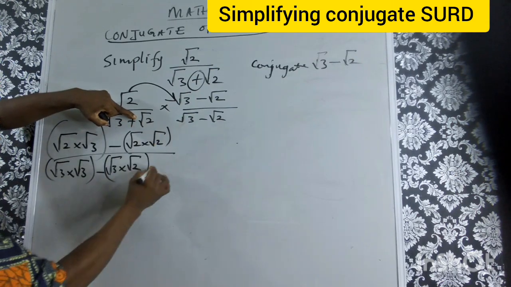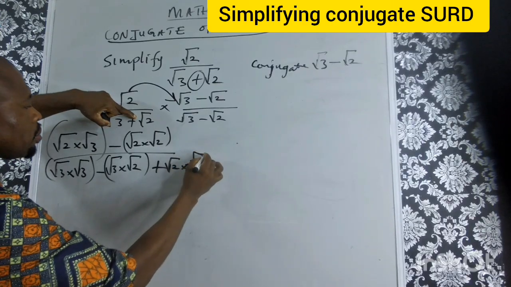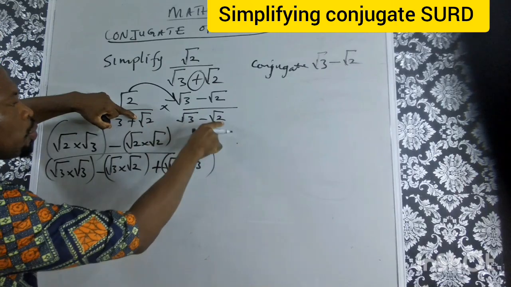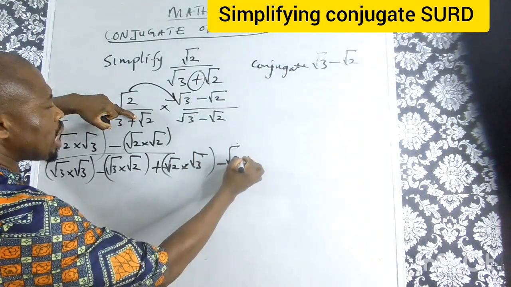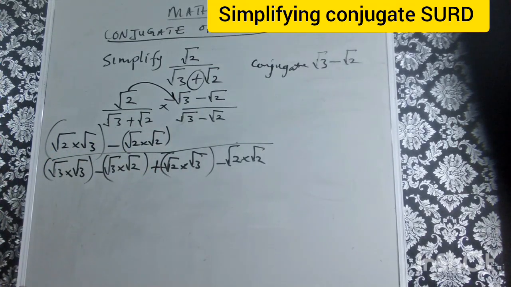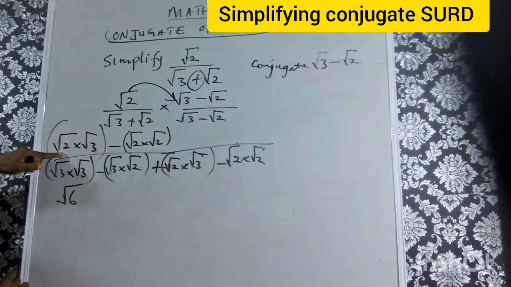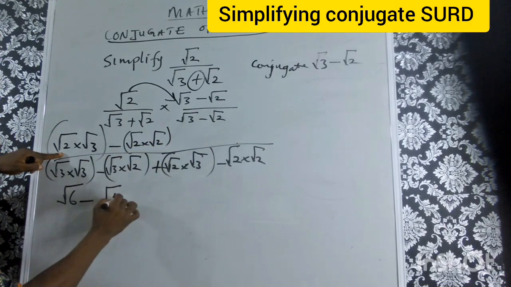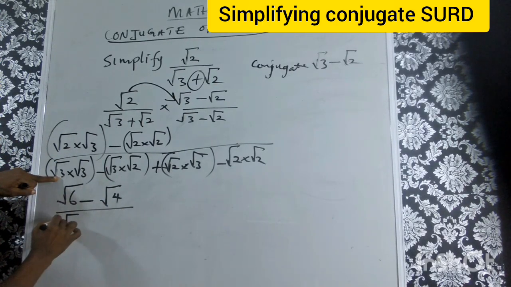This time this plus square root of 2 times square root of 3. We'll put it in brackets. This multiply this. But because of this minus, you put it here. Root 2 times square root of 2. Remember, we have this. So we multiply out. Root this time this will give us a square root of 6 minus this time this. Root 2 times root 2 will give us root 4 all over. Root 3 times root 3 will give us root 9. We'll drop it.